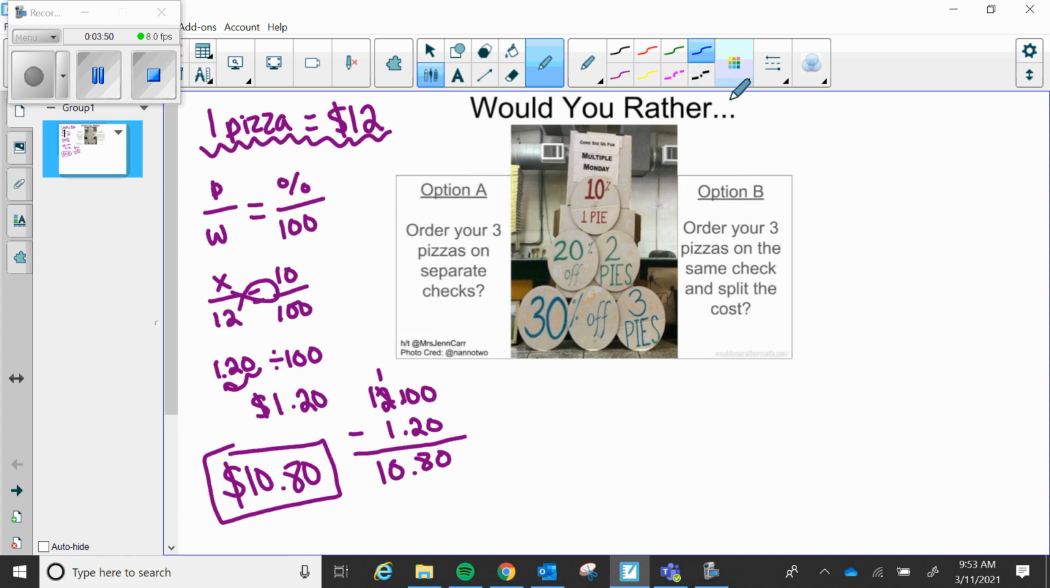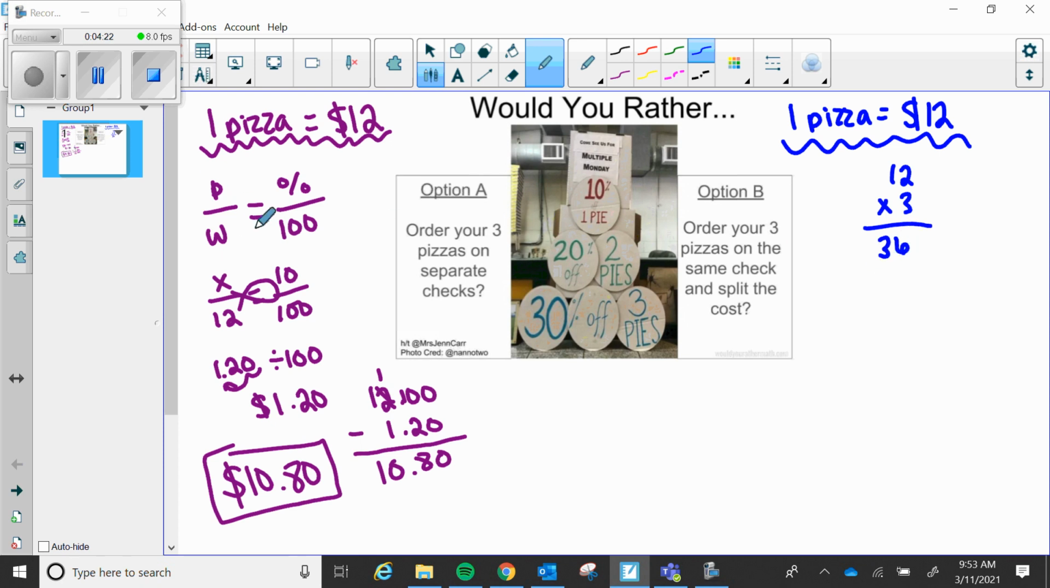So now in a different color over here, I'm going to try to figure out what option B would be. 1 pizza still equals $12 because if I'm trying to be fair, I need to use the same measurements. So 1 pizza is $12. But on this one, I'm ordering 3 pizzas on the same check. So first I have to figure out what my total check would be, which would be 12 times 3. That would give me 36.